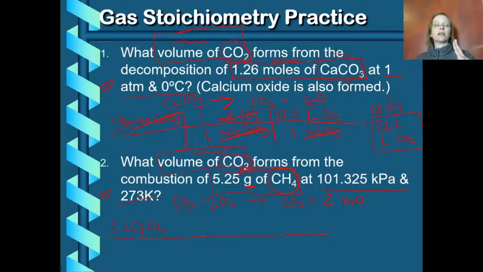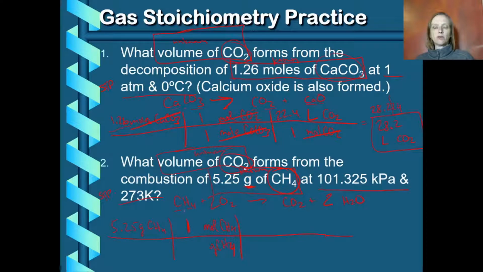Then I want my final answer to be a volume. So it's going to take me a step to convert from moles to volume. So I've got room for 3 conversion factors here. Let me write them down. First, I get rid of grams of carbon tetrahydride and I convert to moles of carbon tetrahydride.